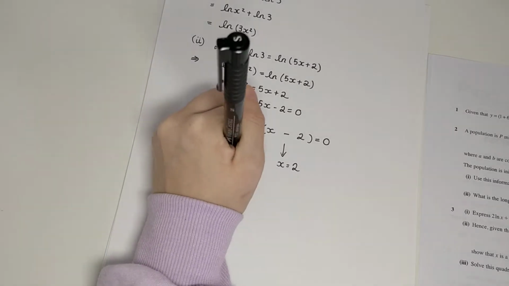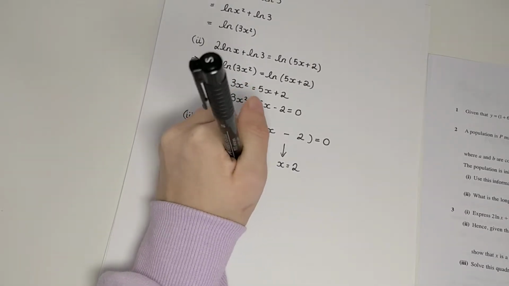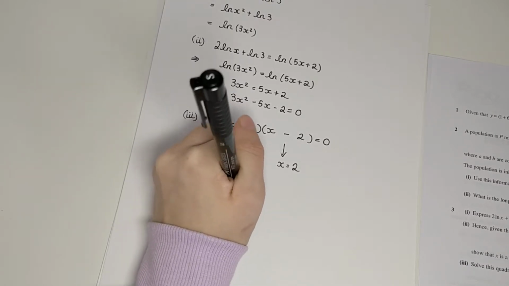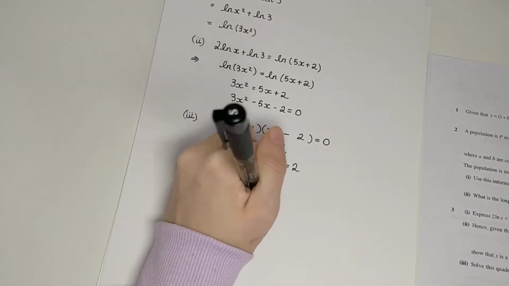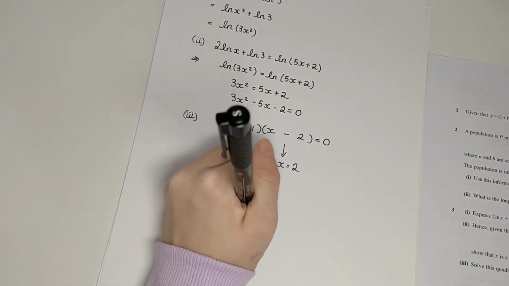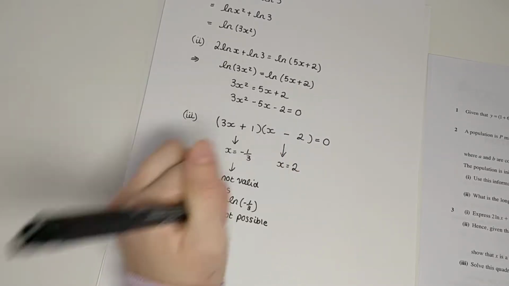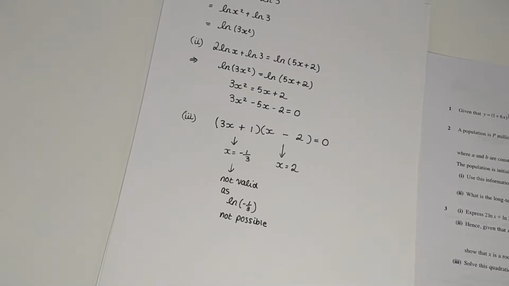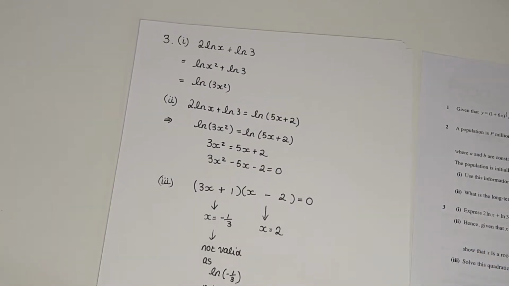So, not valid as log of minus 1/3 is not possible. Something like that. Okay, so now let's get the mark scheme.